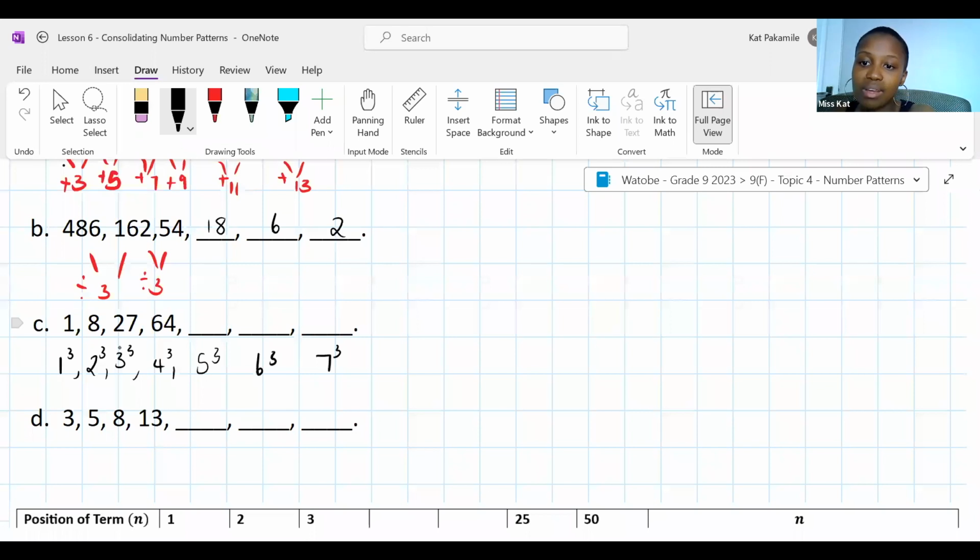So quickly we have established what's going on here. So then what is 5 cubed? Guys, you should know your cube numbers. I'm just saying.